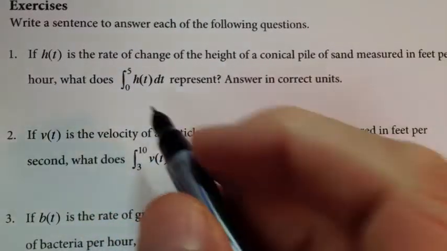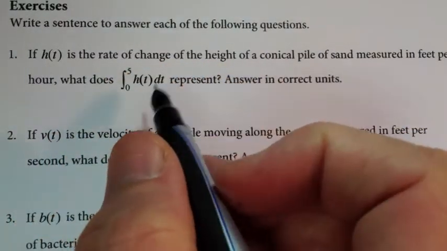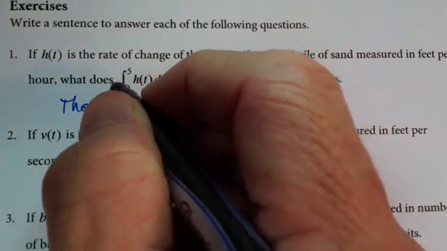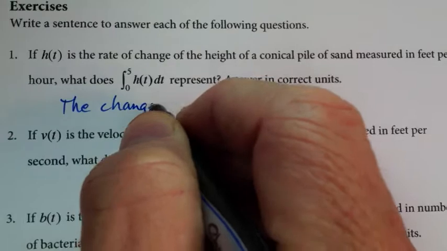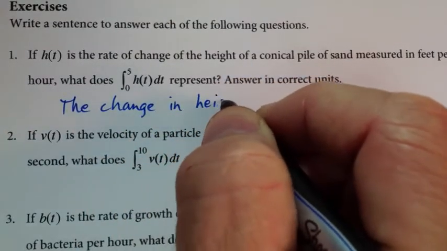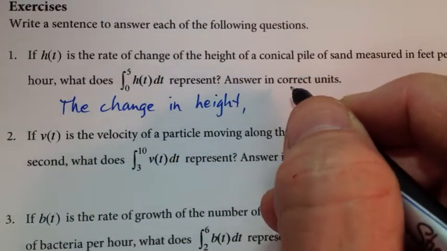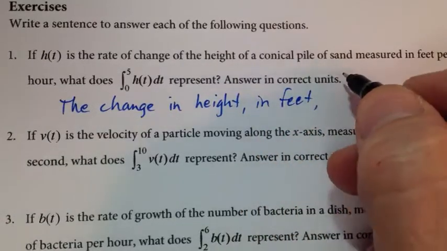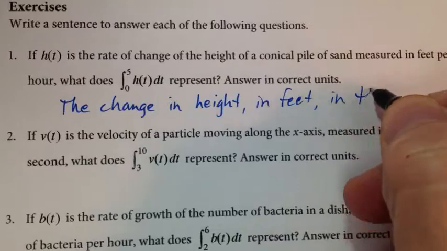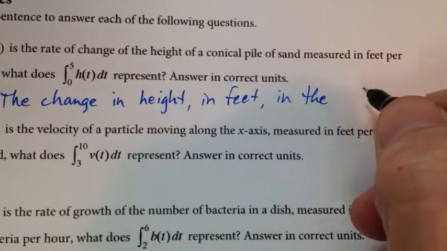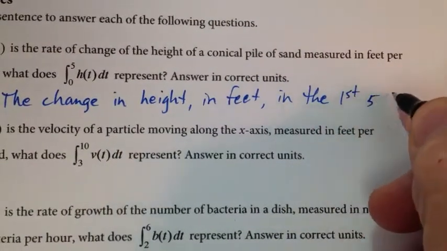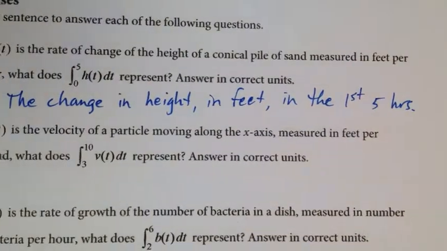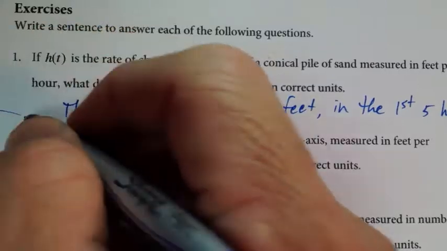So in number 1, you should have said that the integral represents the height, or I should say the change in height of the cone in feet in the first 5 hours. Okay, so again, that h of t, you don't know what it looks like.